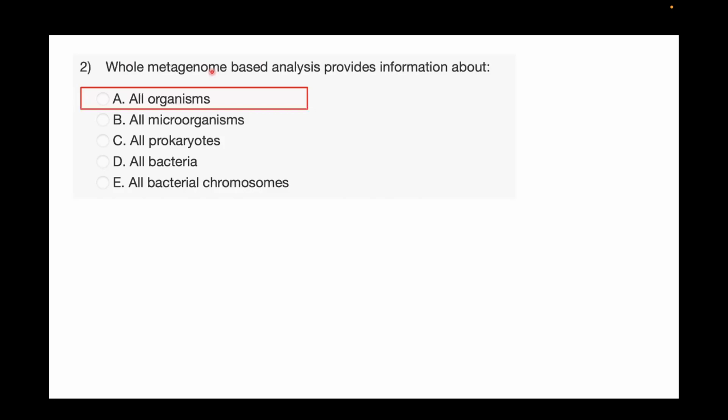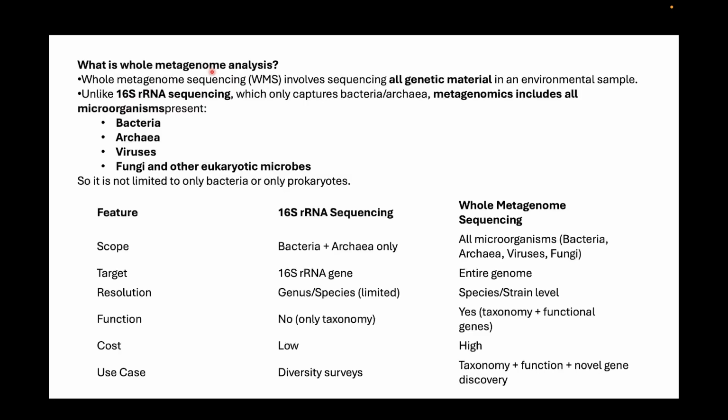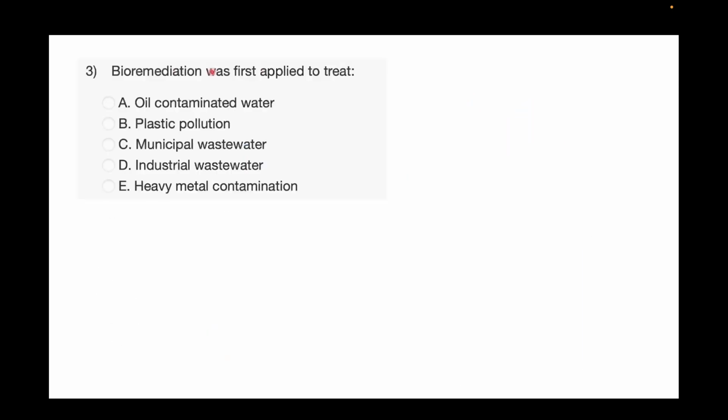Thank you. Very good. Moving on to the third question. The third question is about bioremediation. Bioremediation was first applied to treat dash. Option A, oil contaminated water; option B, plastic pollution; option C, municipal wastewater; option D, industrial wastewater; option E, heavy metal contamination.